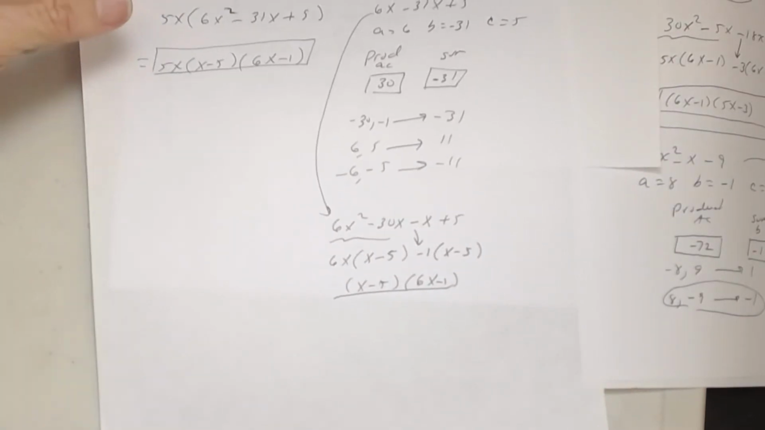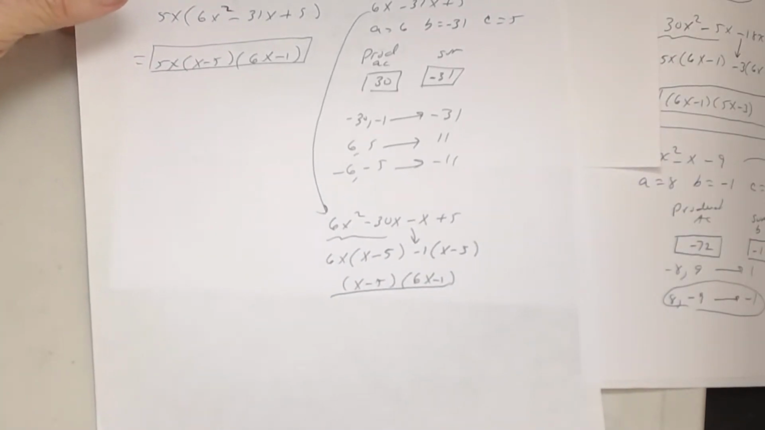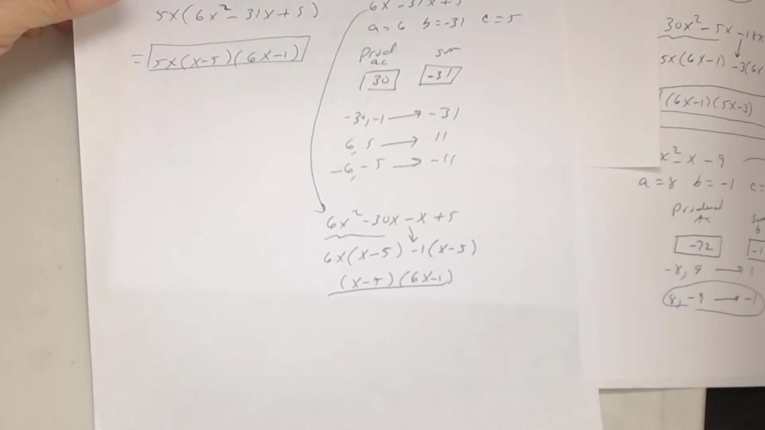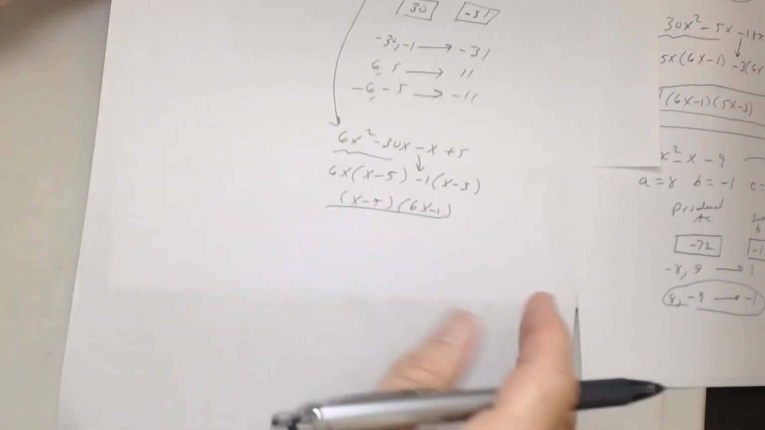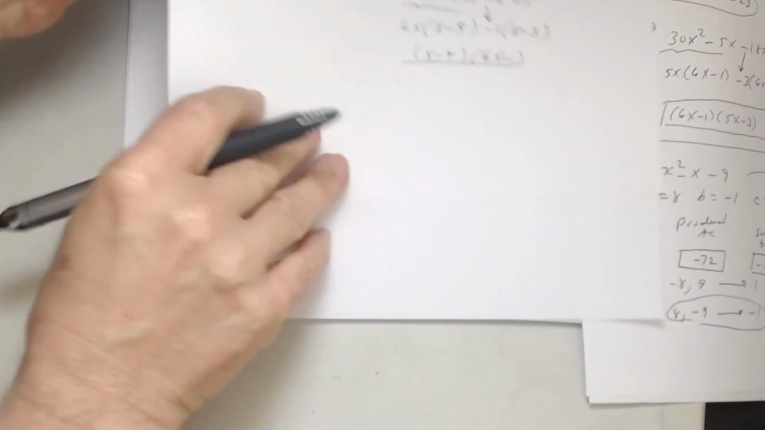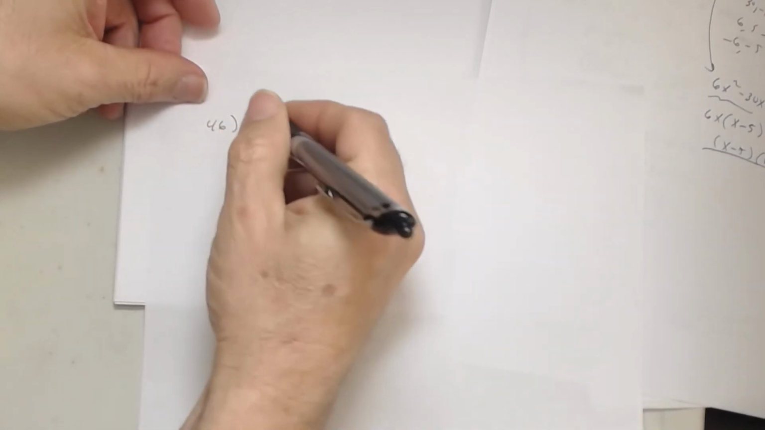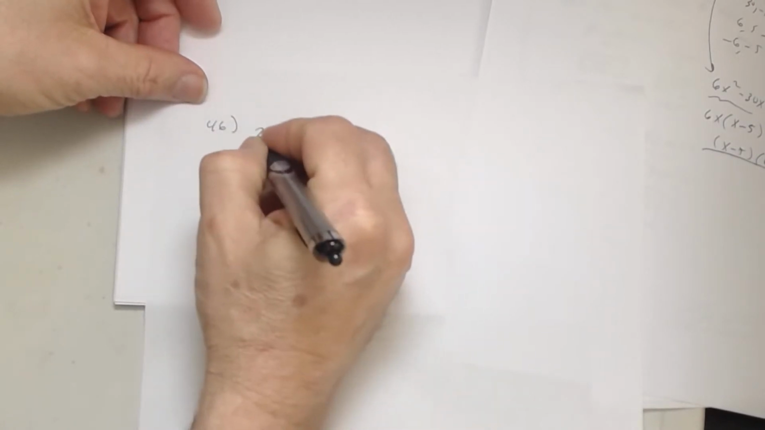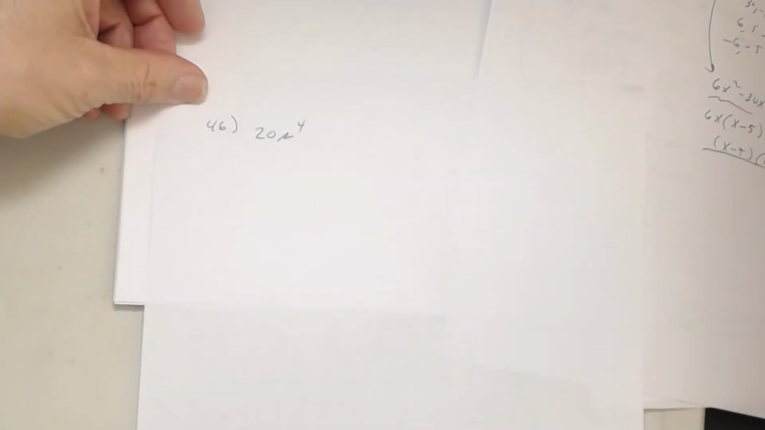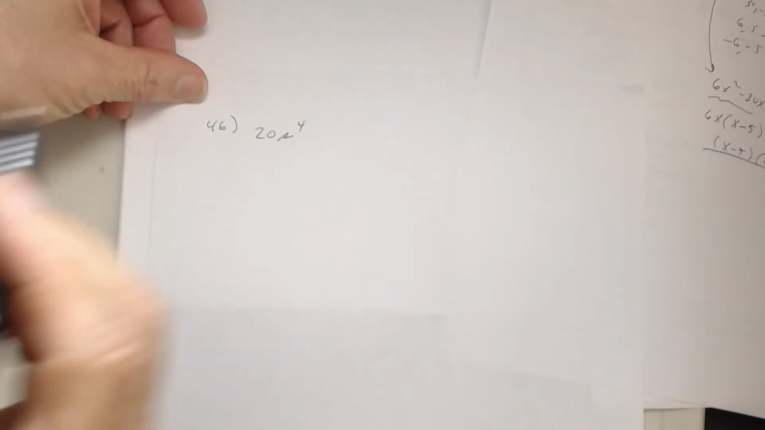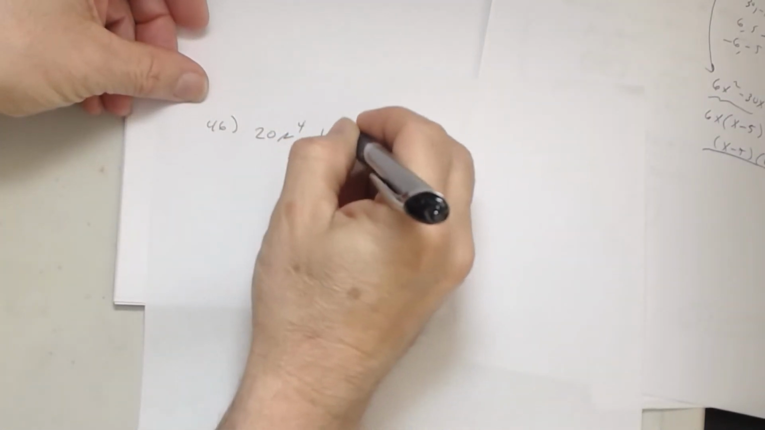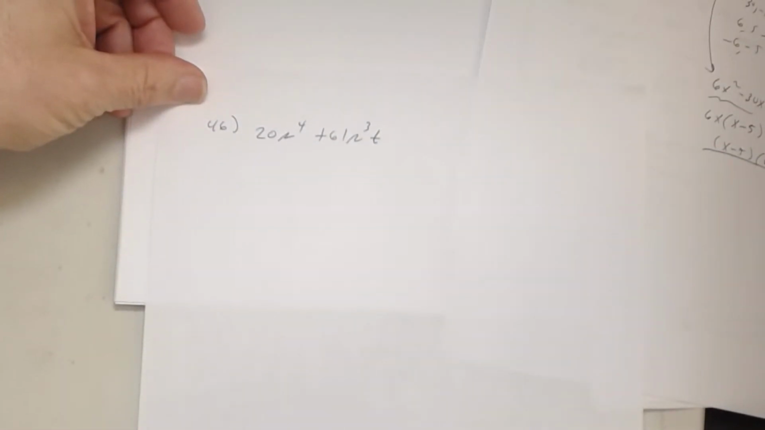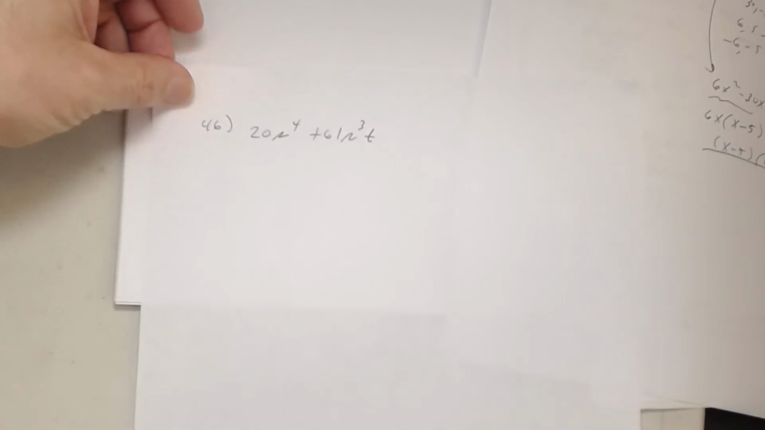All right, and then let's look at 46. All right, 46. So here's 46. You have 20s to the fourth plus 61s cubed t and then plus 3s squared t squared.